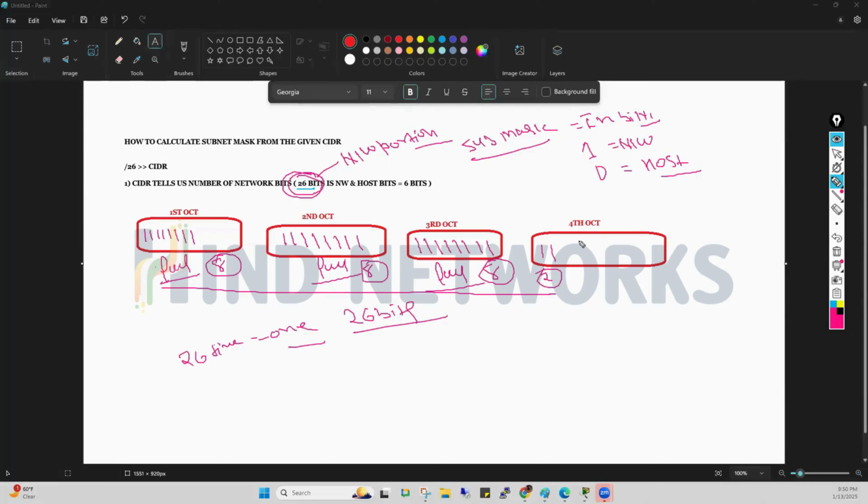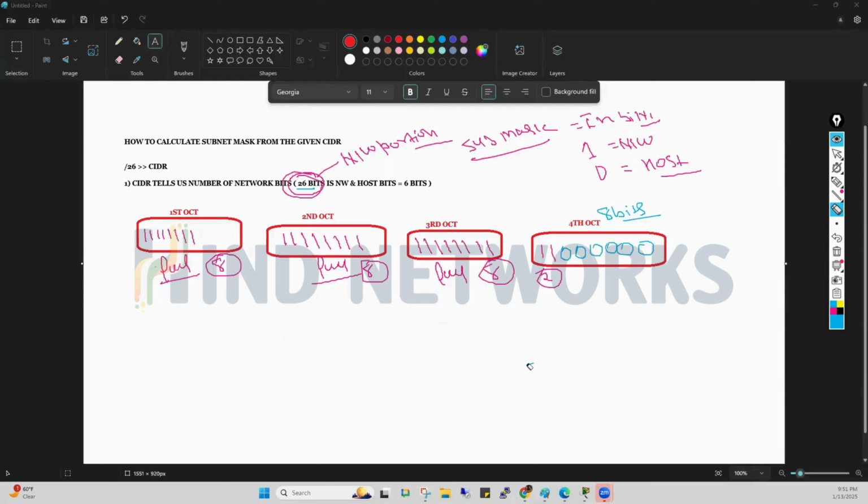Clear? In this octet, 2 bits are already written. So how many bits are left? In each octet, how many bits can you write at maximum? 8 bits. 2 already written, so 6 bits are pending. Sorry, here you need to write 6. These 6 are 0, not 1. Why? Because 26 bits are network, and for network we write 1. And the 6 are called host, and host we represent by 0. So you need to write 1, 2, 3, 4, 5, 6. Clear, guys? Everyone, yes or no? I hope this is clear to all of you. So this is the way we write it in binary.